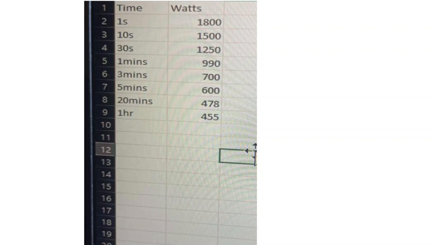And then 5 minutes, 600 watts. Again, sort of what you expect. Ganna does that, but Ganna's obviously a lot heavier. So it's still 7.7 watts per kilo, which is crazy.